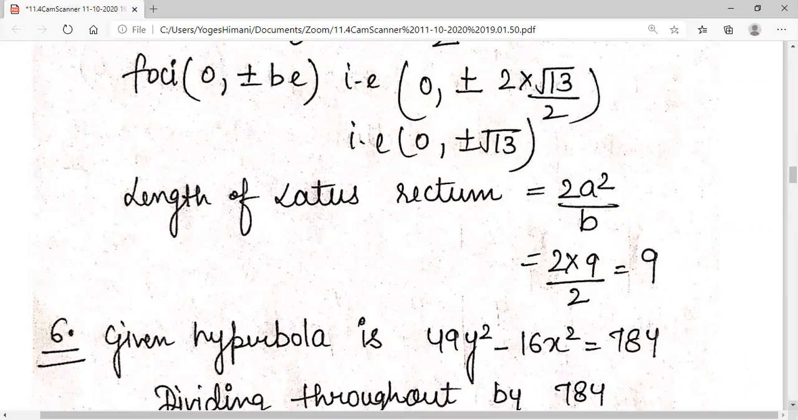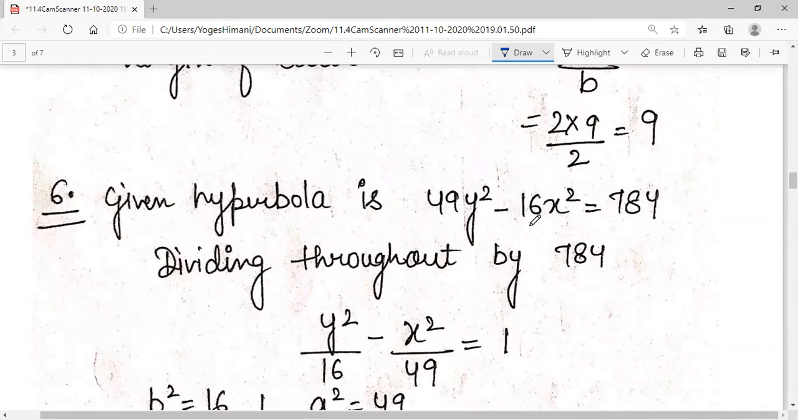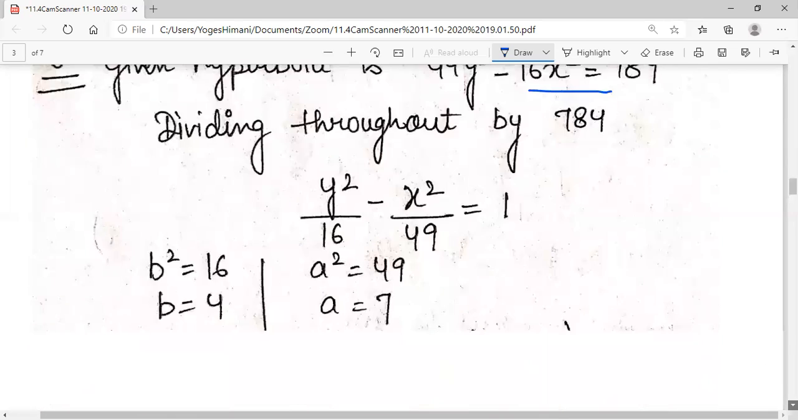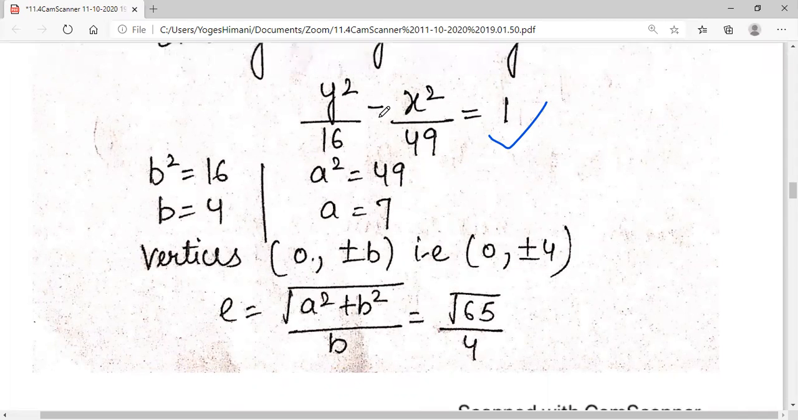Let's solve it. Given equation of hyperbola is 49y square minus 16x square is equal to 784. Again, on the right side, we have 784. We want to make it 1. Then dividing throughout by 784. Then what you will get? Y square by 16 minus x square by 49 is equal to 1. This is the equation of hyperbola. Now again, y square is in plus, x square is in minus. It means our hyperbola is on y-axis.